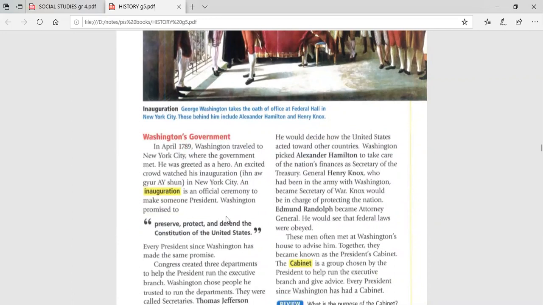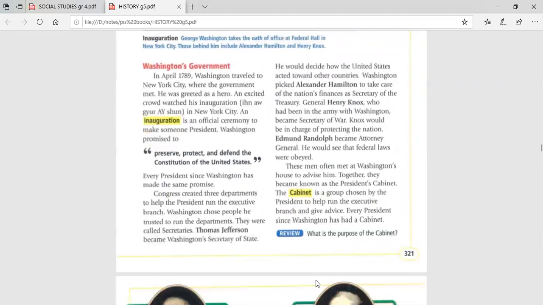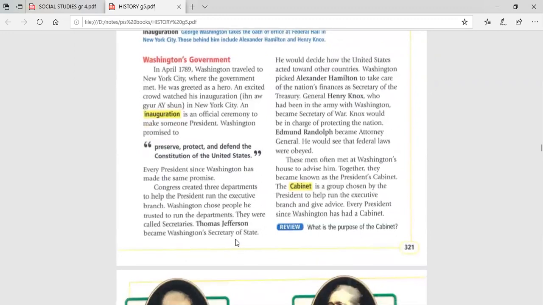George Washington, after he became president of America, he made the cabinet. The cabinet are a group of people chosen by the president to help him run the executive branch and give him advice. And as I told you before, there are four persons who helped the president run the executive branch. Those are Thomas Jefferson, Alexander Hamilton, Henry Knox, and Edmund Randall.